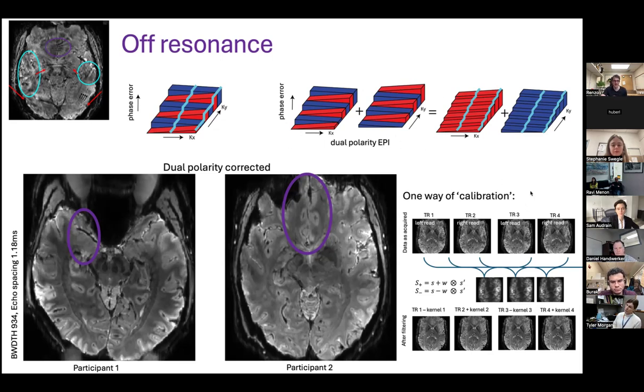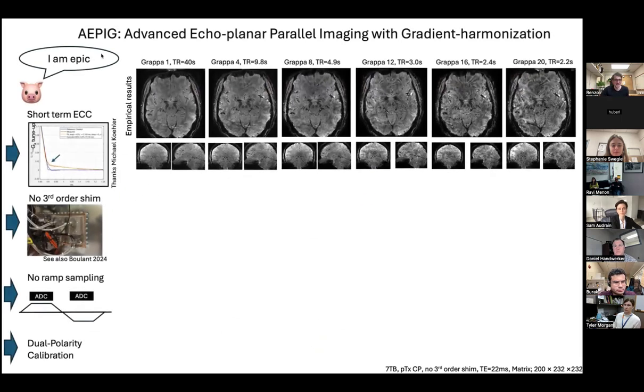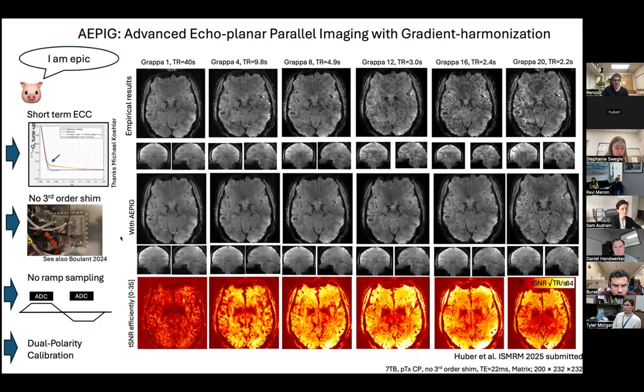So now we can see if we can apply them all to get back to our frustratingly unusable signals with GRAPPA 20. And we call this approach EPIC, which stands for Advanced Echoplanar Parallel Imaging with Gradient Harmonization. So basically, we optimize the gradients so we can do GRAPPA more effectively. And the 4 strategies involve using the short-term eddy currents in the Siemens ECC systems, unplugging the third order shim, not doing ramp sampling, which might not be really necessary now with the latest data anyway, and then also doing this dual polarity calibration.